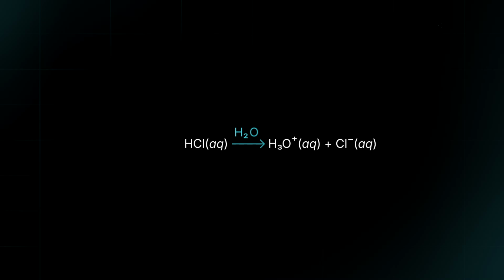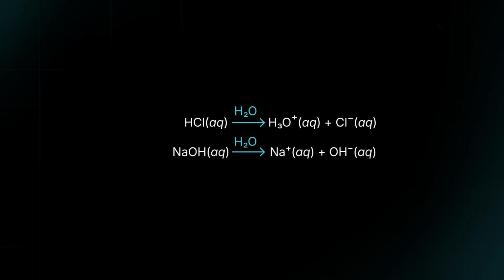Consider hydrochloric acid, HCl, and sodium hydroxide, NaOH. In an aqueous solution, HCl becomes a positive hydronium ion and a negative chloride ion. The aqueous NaOH becomes a negative hydroxide ion and a positive sodium ion. The only job of the chloride and sodium is to keep the solution electrically neutral.